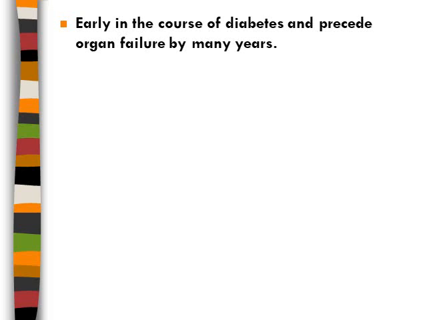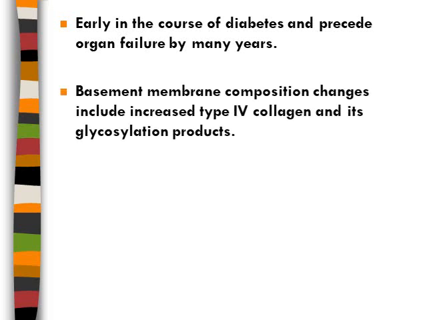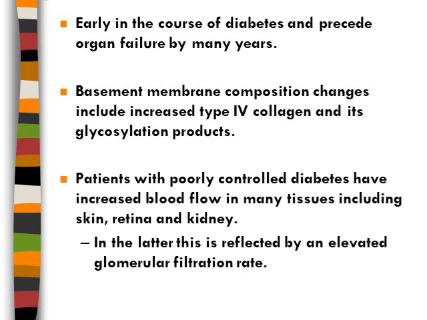When we talk about structural changes, that is the thickening of the capillary membrane. When we talk about the functional changes, these should be remembered: increased capillary permeability, increased blood viscosity, and increased platelet adherence. Basement membrane composition changes include increased type 4 collagen and its glycosylation products. Patients with poorly controlled diabetes have increased blood flow in many tissues, including skin, retina, and kidney. In the latter, this is reflected by an elevated glomerular filtration rate, which is usually the first sign of diabetic nephropathy in the patient.